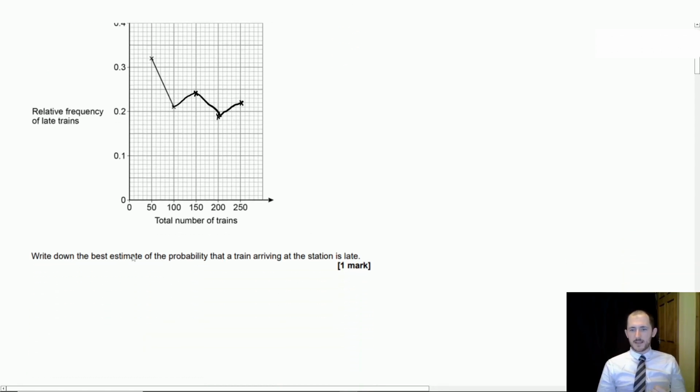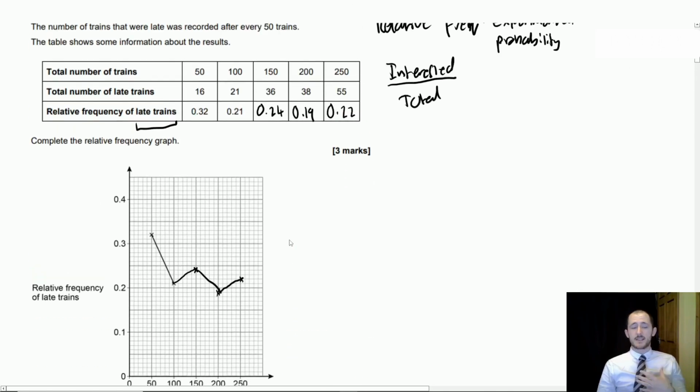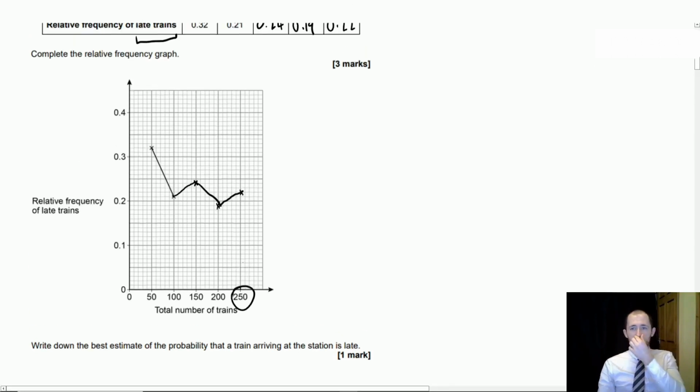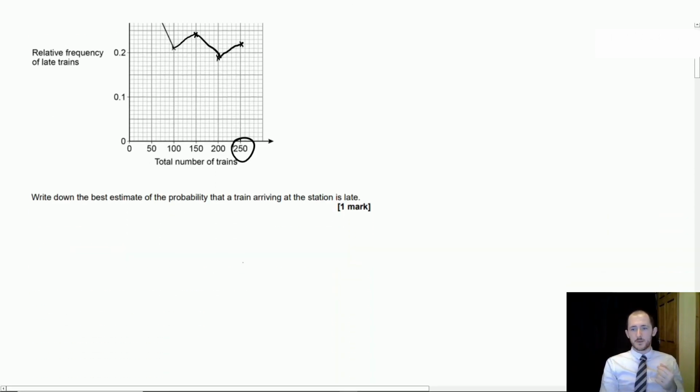It says write down the best estimate for the probability that a train arriving at a station is late. Well, as I said, the more trials we do, the more accurate our probability. So the most accurate one is just going to be where we have the most number of trains, which is 250, and the answer to that will be 0.22.